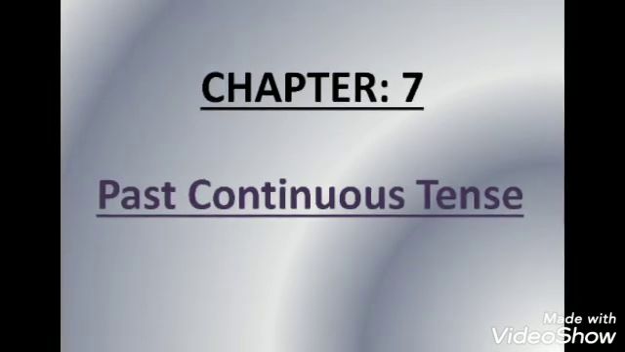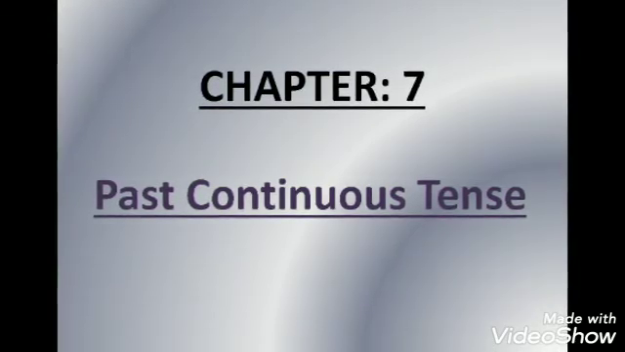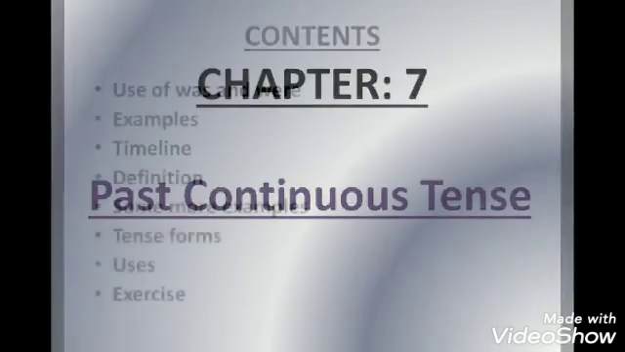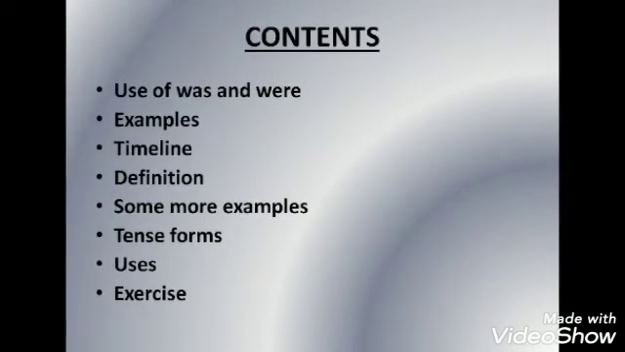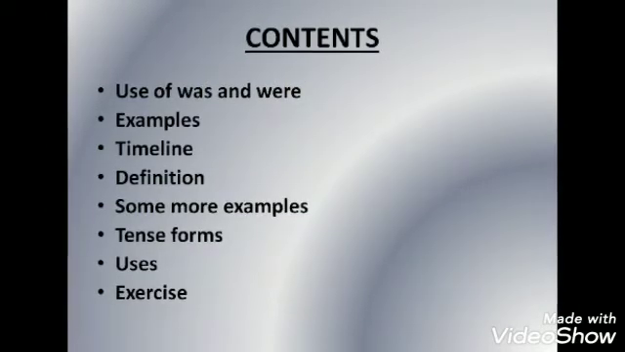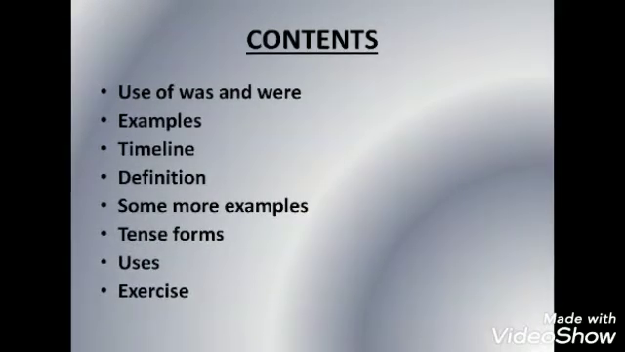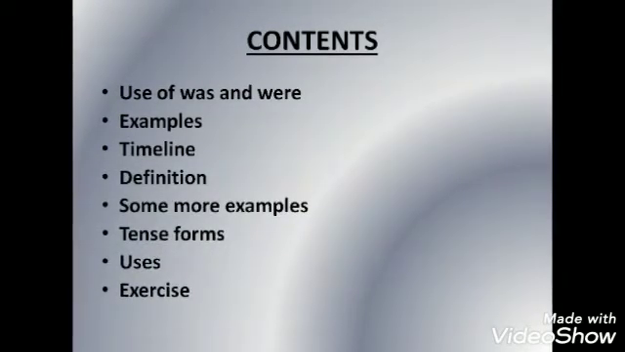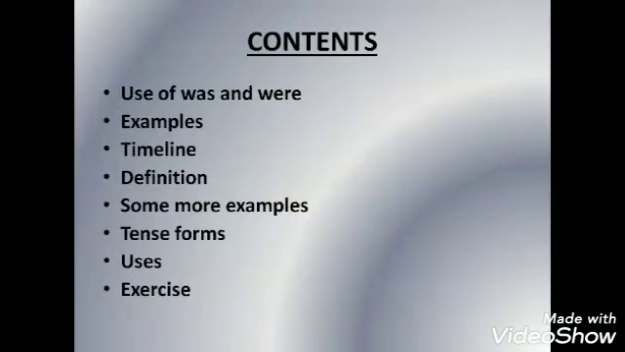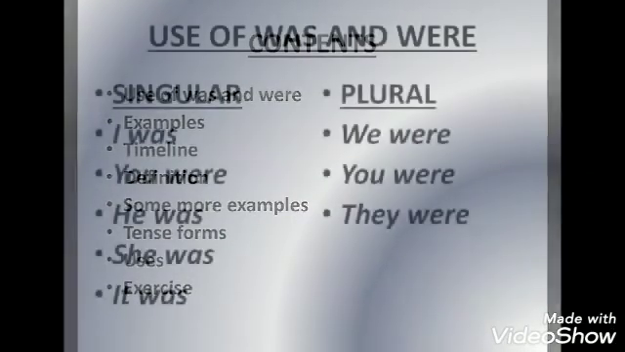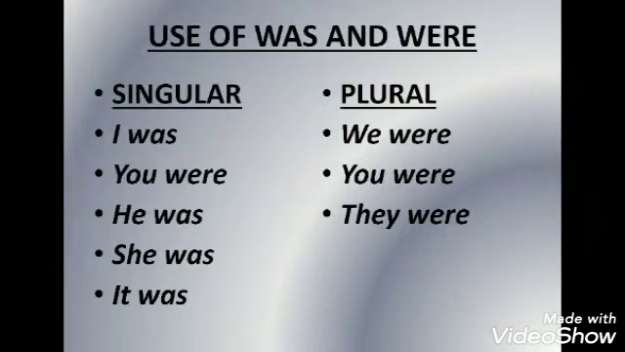Hello students, today we are going to learn Past Continuous Tense, Chapter 7. Contents: Use of was and were, examples, timeline, definition, some more examples, tense forms, uses, exercise. Use of was and were.